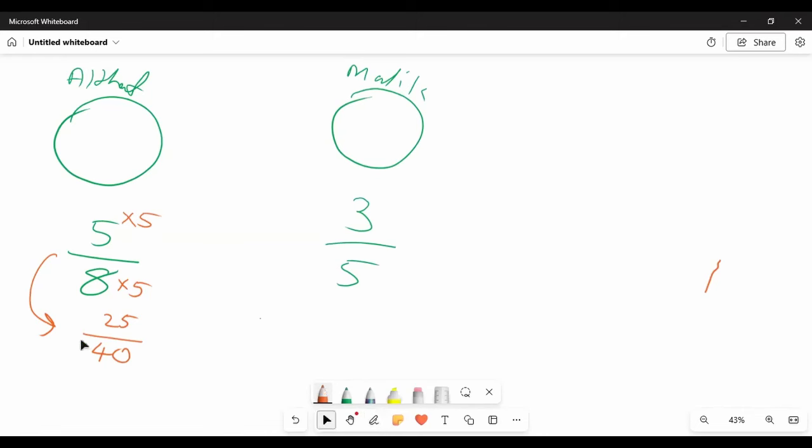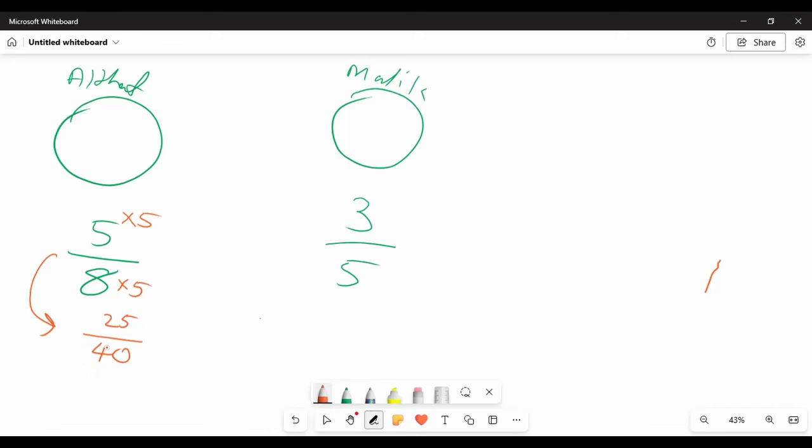So do you think this 25 over 40 and the actual fraction 5 over 8 are equal? Both mean the same. Clear with this? Actually, both mean the same because I multiplied both the numerator and denominator by the same number. Now we'll go to Malik's portion.